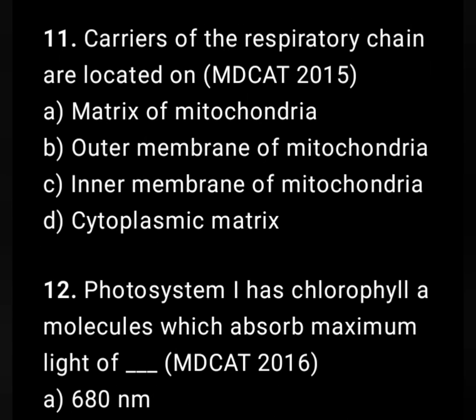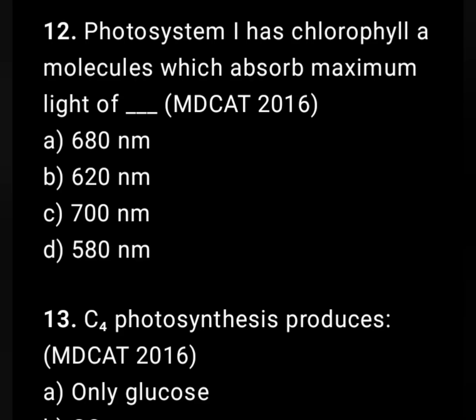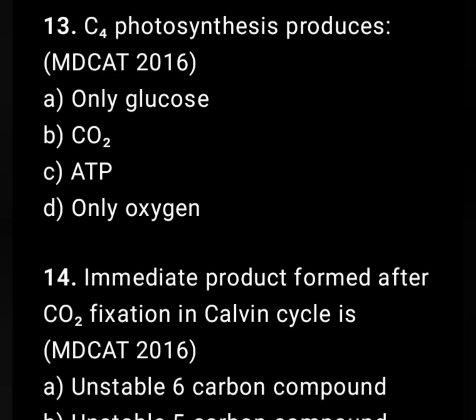11. Carriers of the respiratory chain are located on MDCAT 2015. A. Matrix of mitochondria. B. Outer membrane of mitochondria. C. Inner membrane of mitochondria. D. Cytoplasmic matrix. 12. Photosystem I has chlorophyll A molecules which absorb maximum light of MDCAT 2016. A. 680 nanometers. B. 620 nanometers. C. 700 nanometers. D. 580 nanometers.